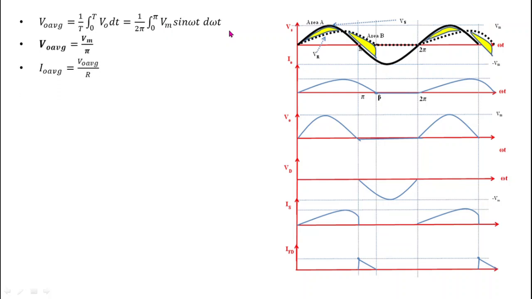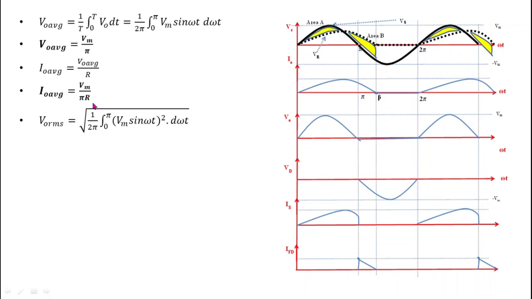Second is the average output current I naught. I naught is simply equal to V naught average by R. So putting R in the denominator of V naught average, we get I naught average is equal to Vm by pi R. Next is the RMS value of output voltage.